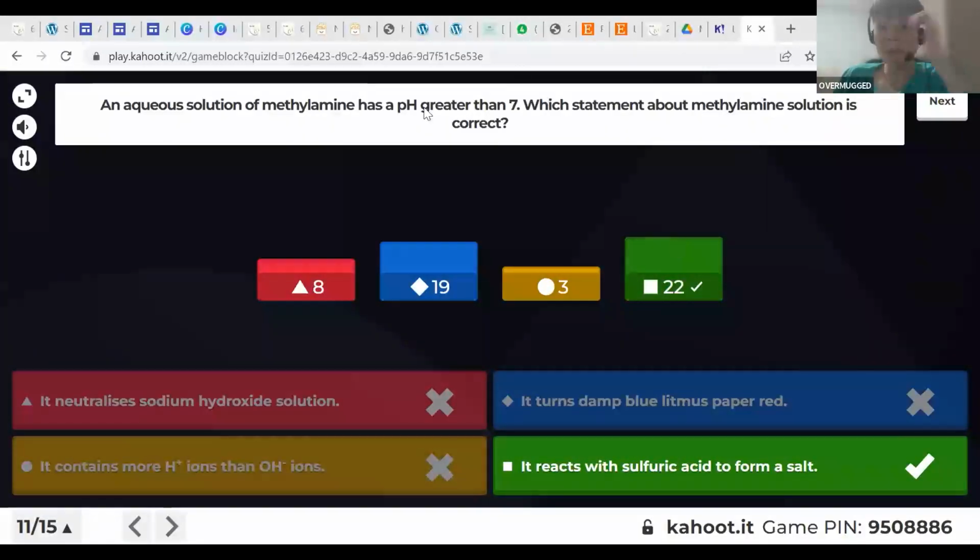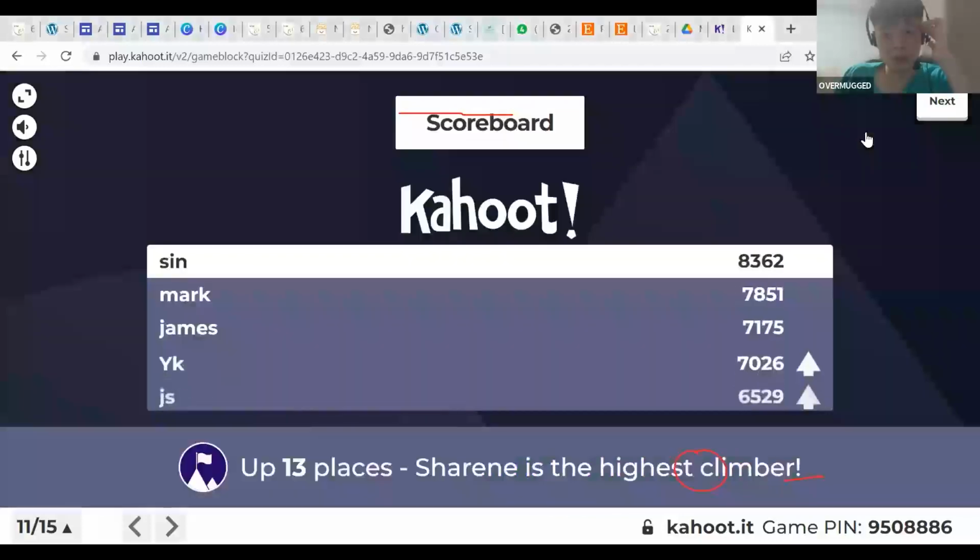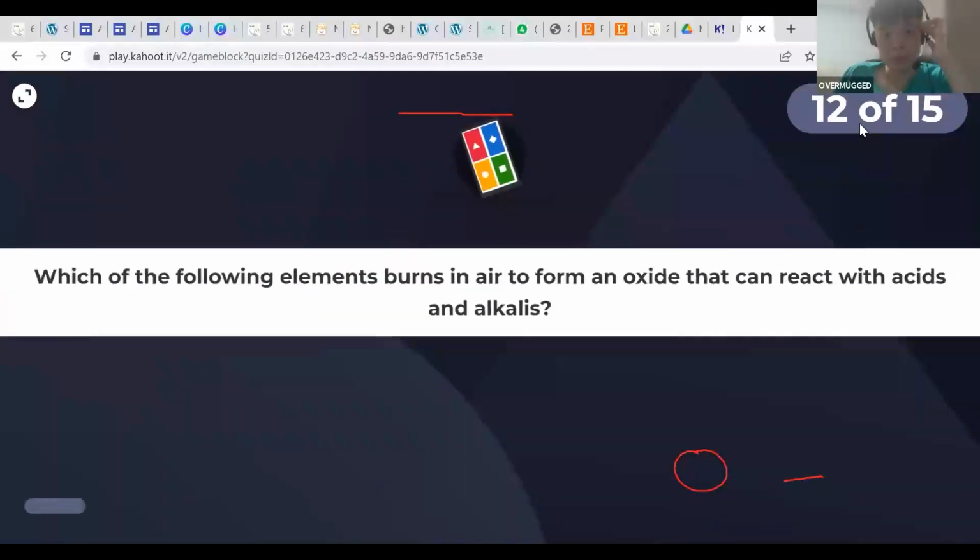Your methylamine is an alkali because the pH is greater than 7. Alkali plus acid gives a salt. Okay, almost there. No more hard questions. I think the rest are very easy.